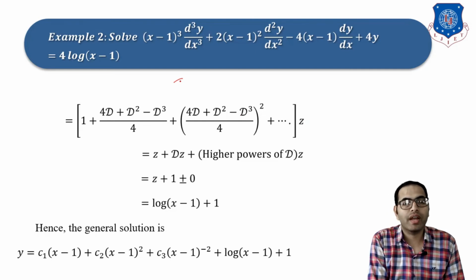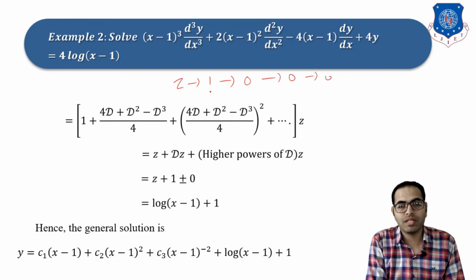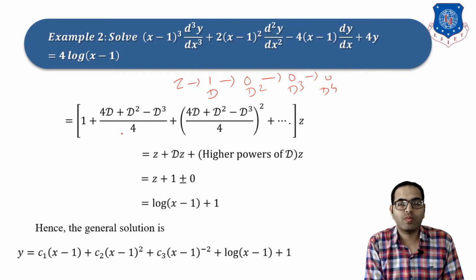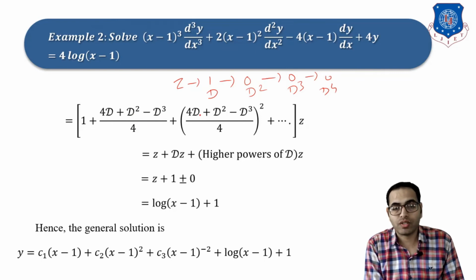Now here z, then the derivative of z is 1, again derivative 0, again derivative 0, again derivative 0. That means first time derivative 1, second time, third time, fourth time and so on, all the higher order derivatives are 0. That means whenever we simplify that term, 1 plus 4D by 4 will be cancelled out, then D plus D square by 4 is 0, minus D cube by 4 is also 0.